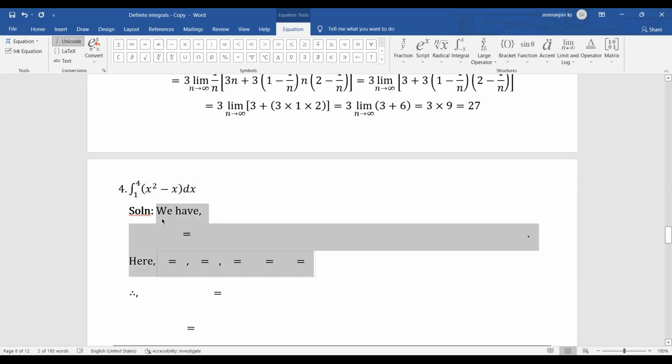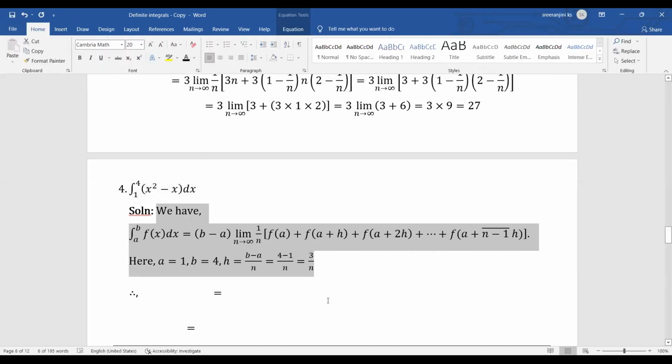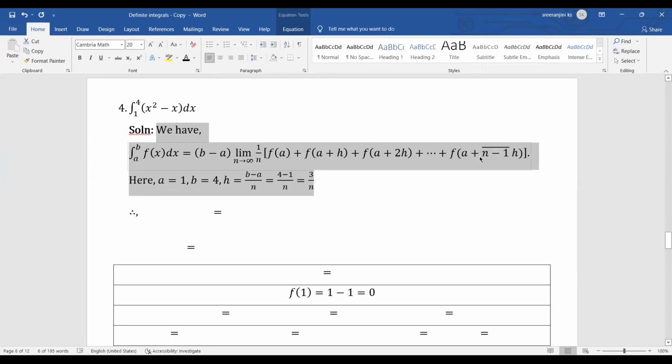And be clear about the values of a and b. a means the lower bound and b means the upper bound. So a equal to 1 and b equal to 4. This is the formula. h is (b minus a) by n. Upper bound 4, lower bound 1, so 4 minus 1 by n, that is 3 by n.